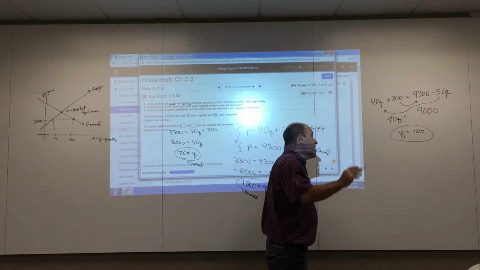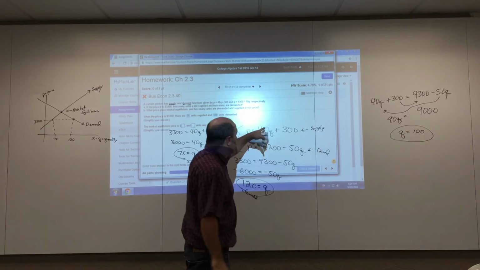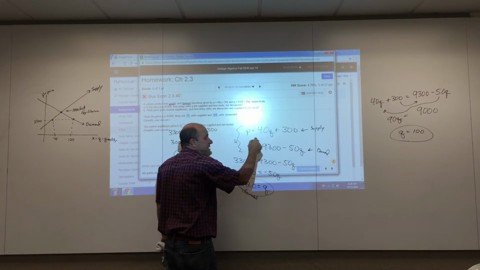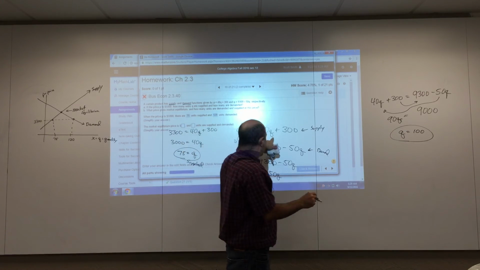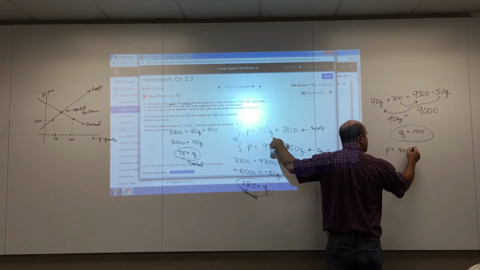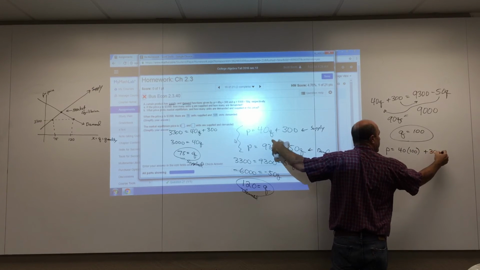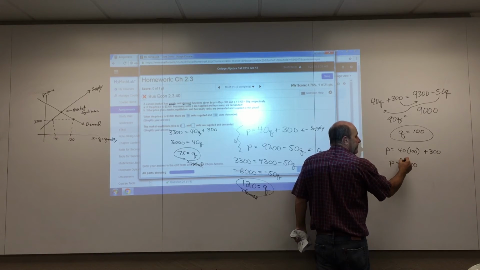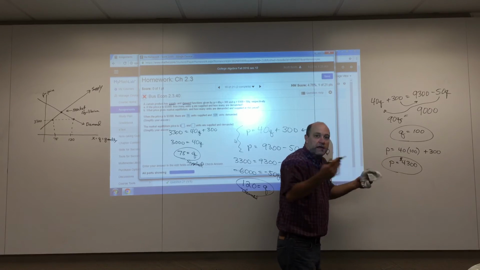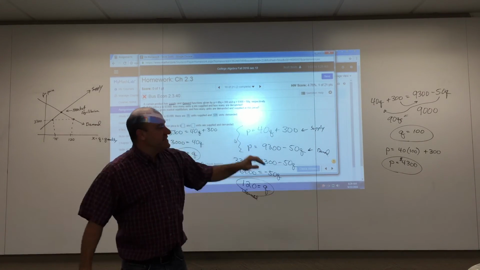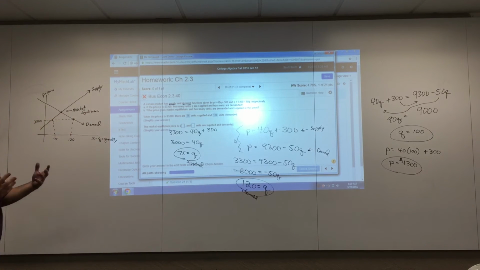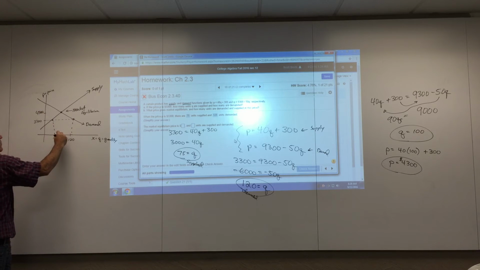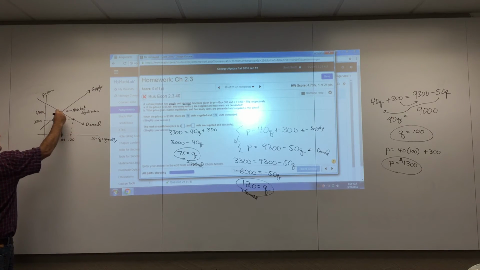Yep. Q is 100. If Q is 100, plug it back into one of the original equations. It doesn't matter which one, but if you plug that Q in, you'll get the same price, I believe. I'll plug it into that top equation: 40 times Q plus 300. That's 4,000 plus 300. The price is 4,300. This is the market equilibrium price. If I price it right there, the supply and the demand will both be 100, and that's cool.